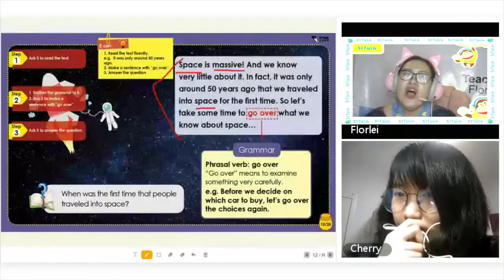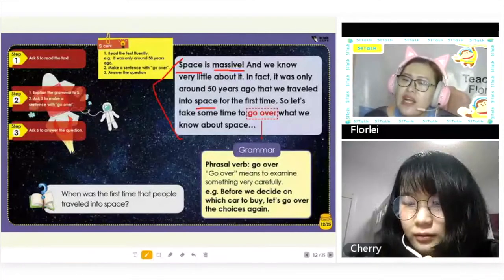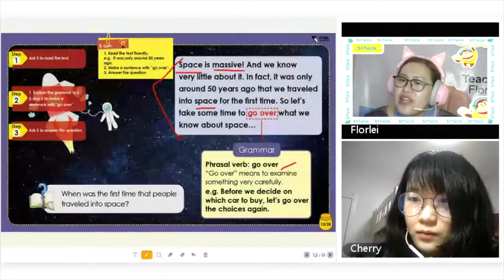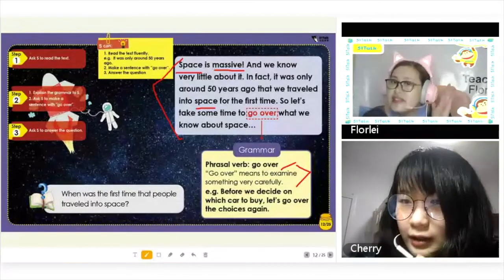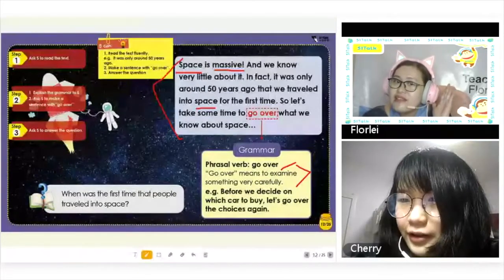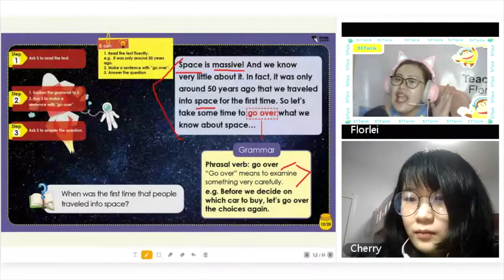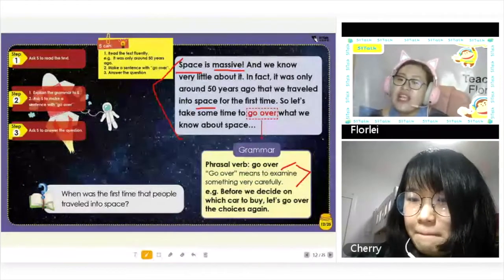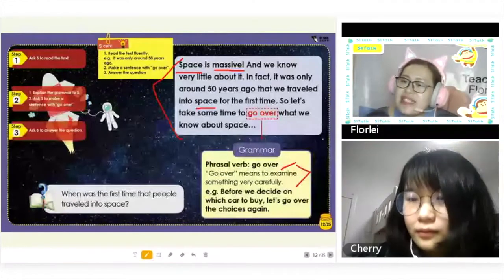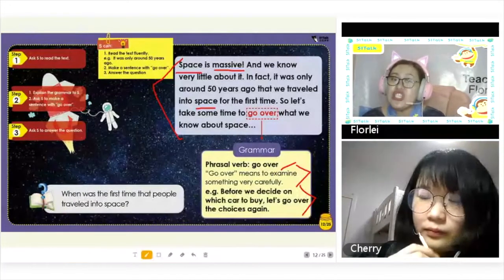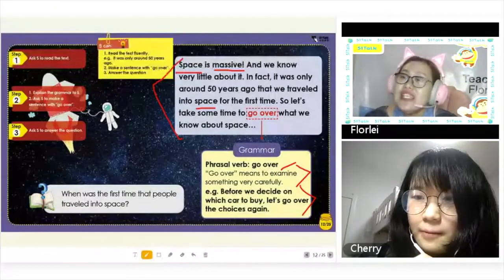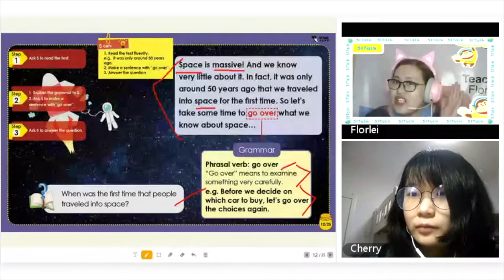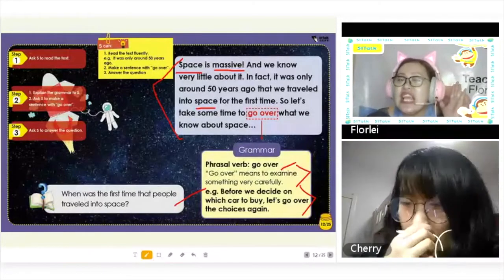Very good. Okay. Again, what is go over? Please read. Go over, it means to examine something very carefully. Okay. Like in this example, before we decide on which car to buy, let's go over the choices again. Okay. When was the first time that people traveled into space?